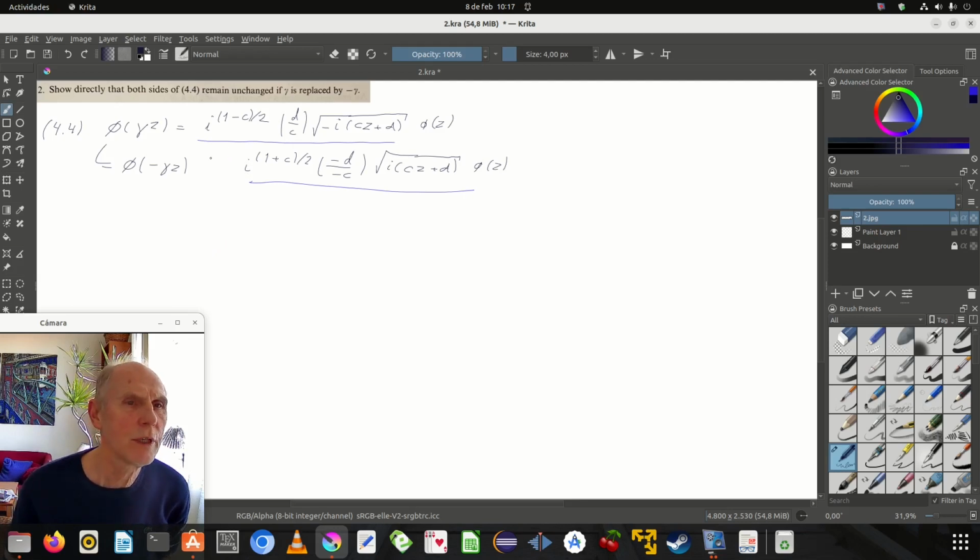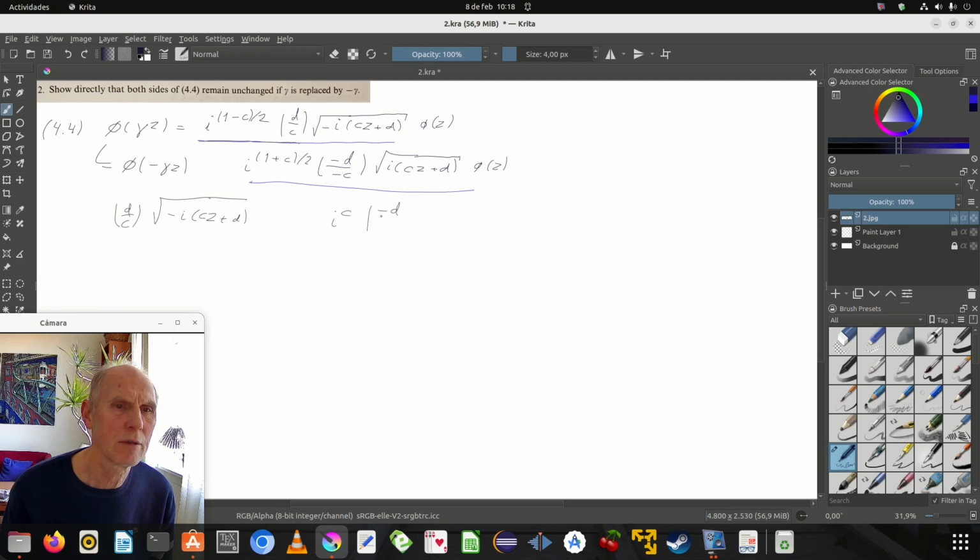Now, what can we do here? Well, let's work on the left part of it first, and then multiply on both sides by i to the c halves, and cancel i to the 1/2. So we get this, to be compared with i to the c, minus d, minus c.